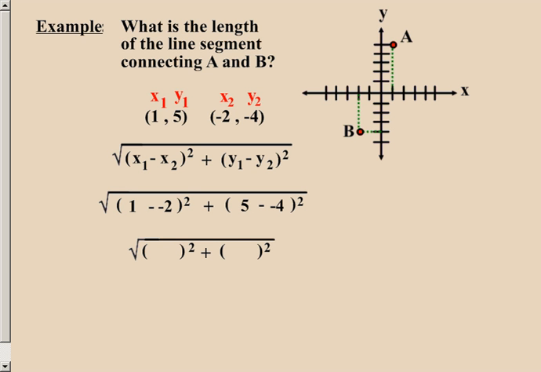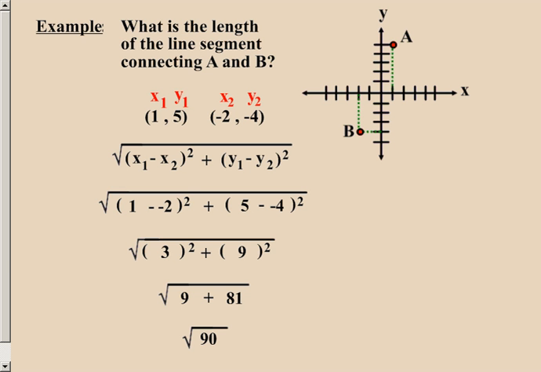Now you work inside the parentheses first. 1 minus -2. Double negative makes positive there. So that's 1 plus 2. That's going to be a 3. And another double negative on the right. That will be 5 plus 4, which is 9. Simplify the exponents next. 3 squared will be 9. 9 squared will be 81. Add the values together. 9 plus 81 is 90.